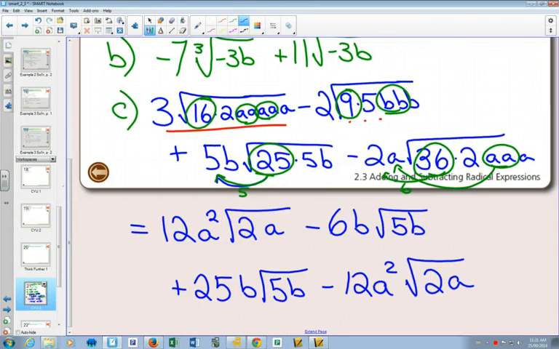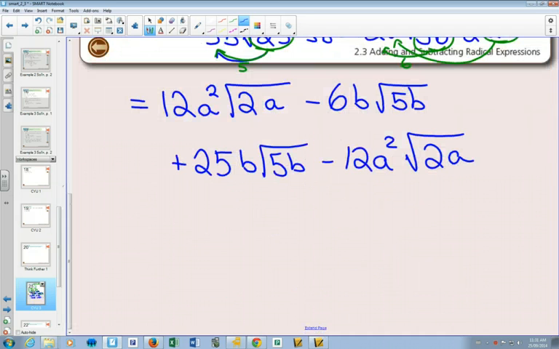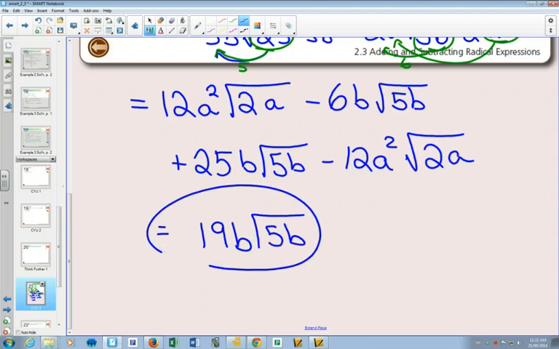We do have some like radicals. So step 1 was changing everything to mixed radicals. Step 2, let's look for ones that are alike. I have a √2a and a √2a. So if I have 12a squared minus 12a squared, that's 0. And if I have a -6b plus 25b's, I'm going to get 19b √5b as my final answer.